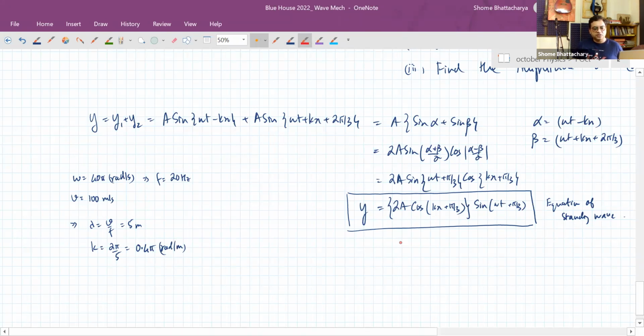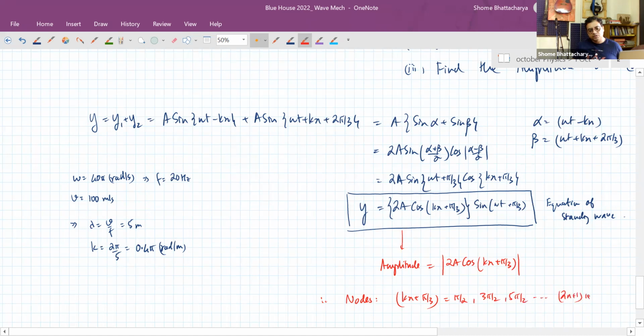So now you can see from this that the amplitude at any point is equal to mod of 2a cos of kx plus pi by 3. Therefore, nodes are located at the positions where kx plus pi by 3 is equal to pi by 2, 3 pi by 2, 5 pi by 2, any odd multiple of pi by 2.